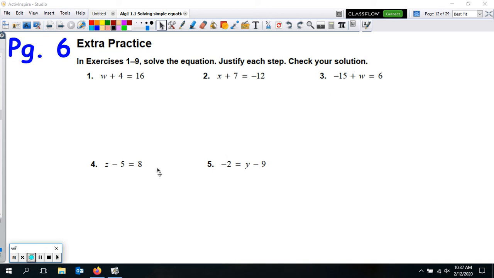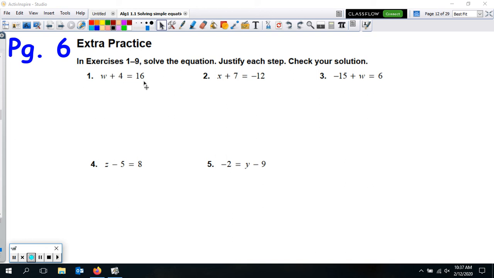It gives us 5 equations here. And I'm going to just do these first 5 because these are going to use those 2 properties of equality, just addition and subtraction. Let's just focus on those 2 for right now. So number 1, we have W plus 4 equals 16.